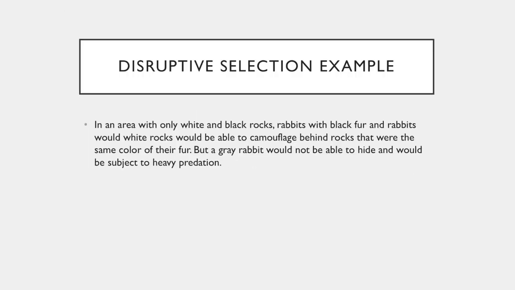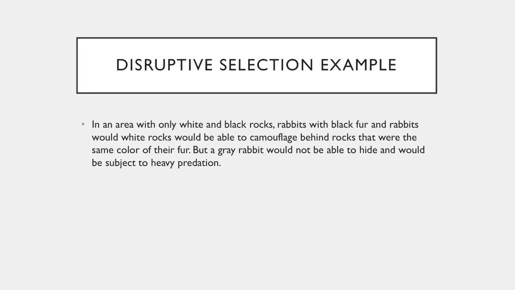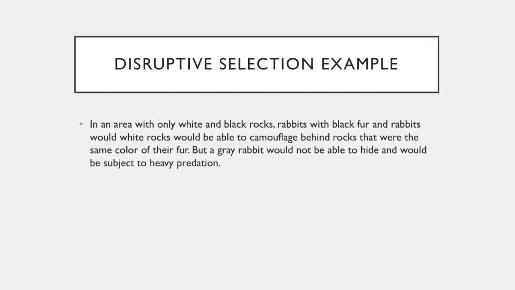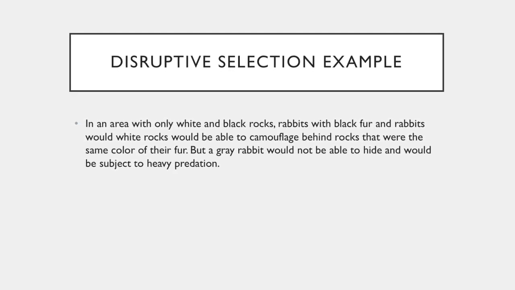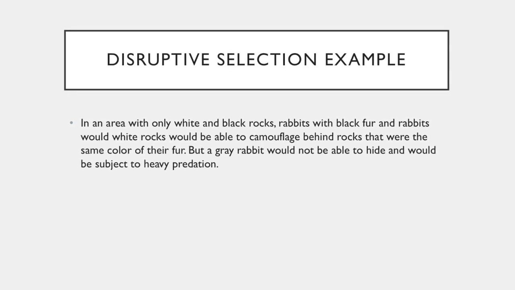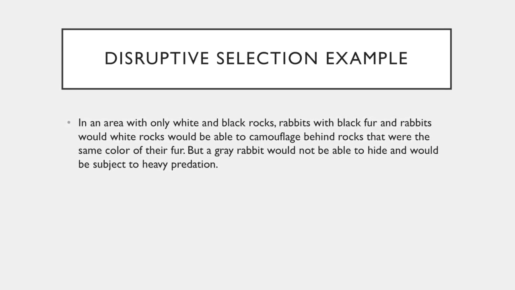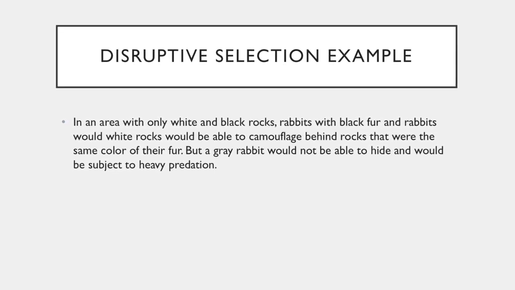And an example of disruptive selection is a hypothetical situation in which there's an area or, say, a mountain with only white and black rocks. The rabbits with black fur and rabbits with white fur were able to camouflage successfully behind these white and black rocks. However, if there were rabbits with gray fur, they would not be able to hide behind these rocks and would be subject to heavy predation.